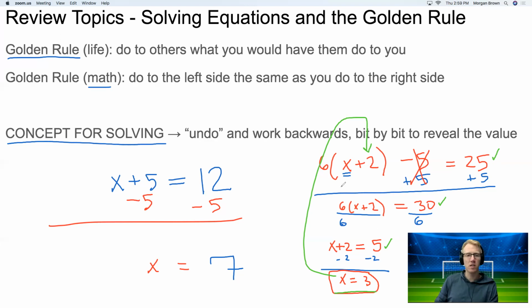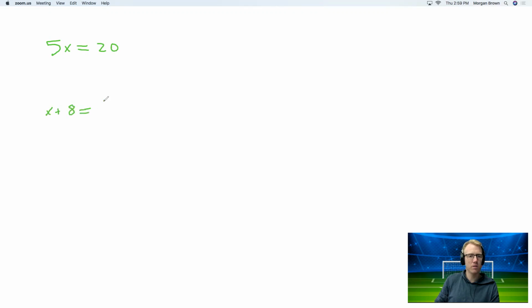So solving equations and the golden rule, this is the main idea behind it. I want to skip ahead to do some more examples because a lot of times if you're unsure about something, seeing a lot of examples is the best way to learn. So let's try some together. 5x equals 20. x plus 8 equals 11. Negative 3x equals 6. And x over 4 equals 12.